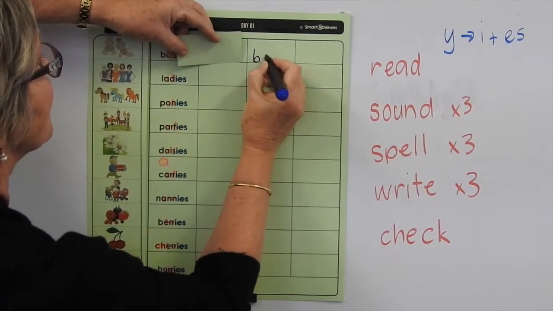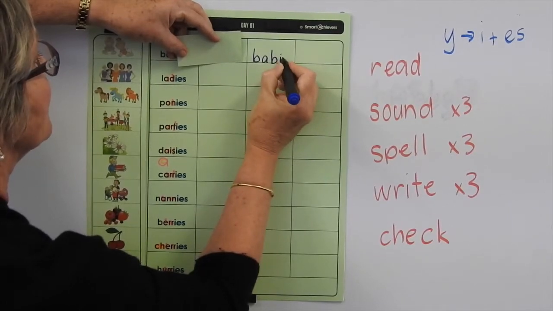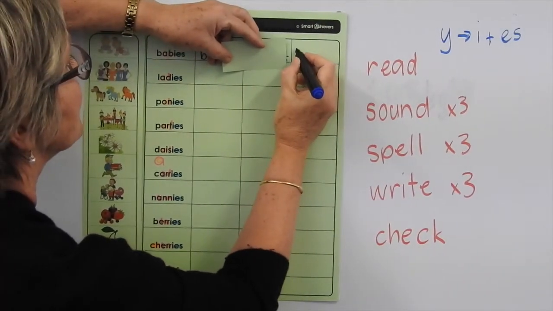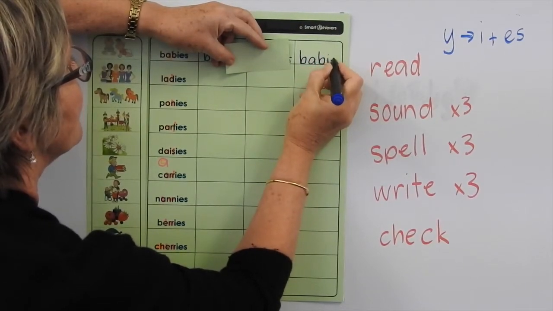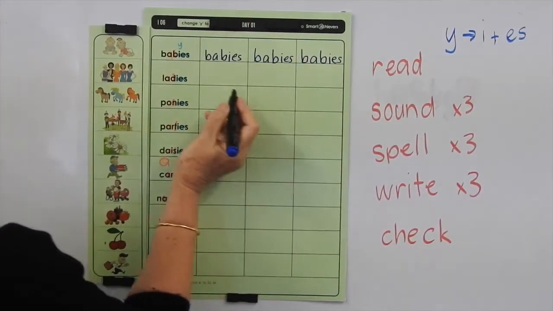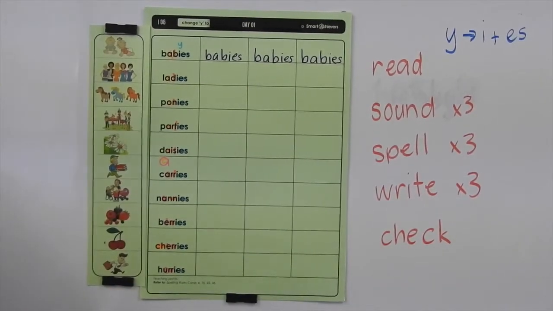And don't forget to check it. Make sure your letters are sitting on the line too and not jumping up into the air. By this stage you should really be able to get them on the line. You can finish the rest of that page.